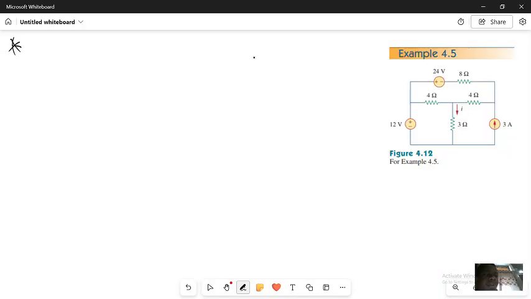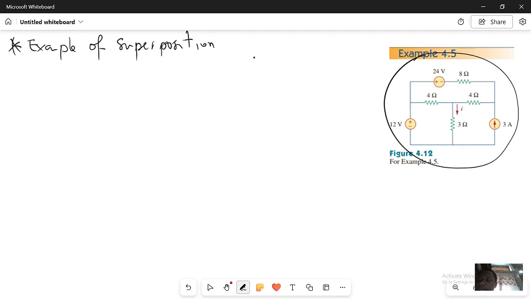In this video, we're going to see an example of superposition. We have this electric circuit. How many independent sources do we have in this circuit? We have this independent source, this one, and this one, and we are told to define the current I.